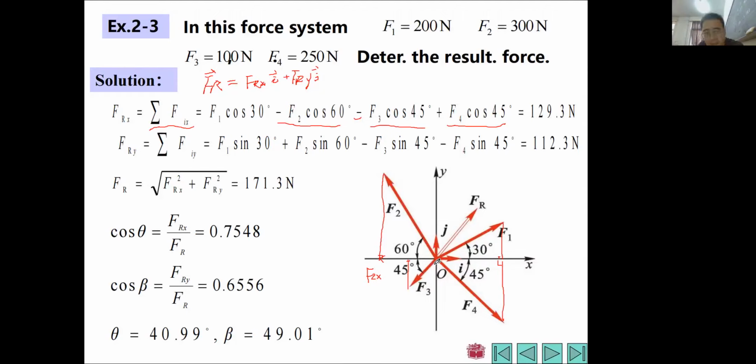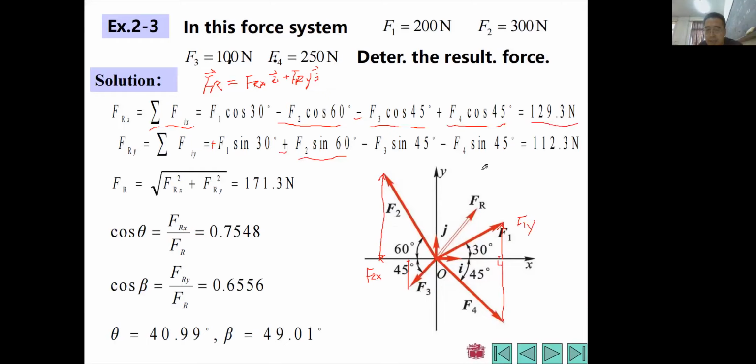So F3 here, maybe I can go a little bit speedy. We can find here is F3y. Its magnitude should be F3 times cosine 45, and its direction is along the negative direction of the y-axis. So I have a minus sign here, and once again, F4 is F4y.